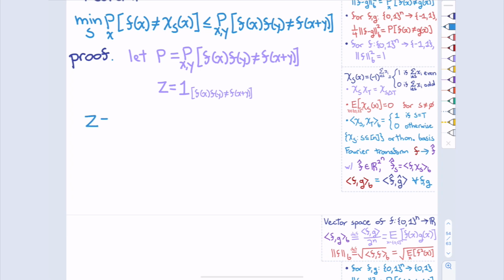All right, so the first claim is that Z is equal to 1 minus 1/4 of the difference. Because we're working in a 1 or -1 space, if they're equal, then the difference is 0. f of x times f of y is equal to f of x plus y. But if they're unequal, then the difference is 2, because one is 1 and the other is -1.